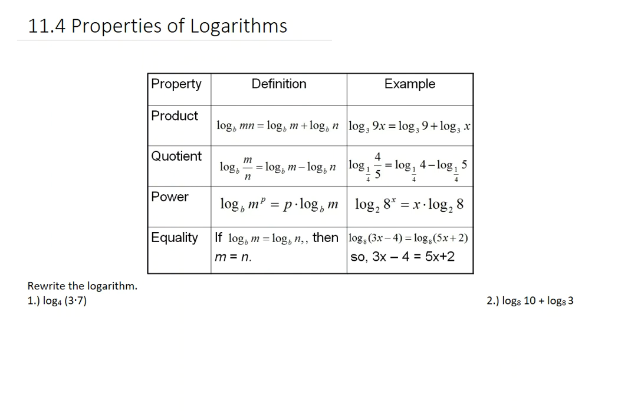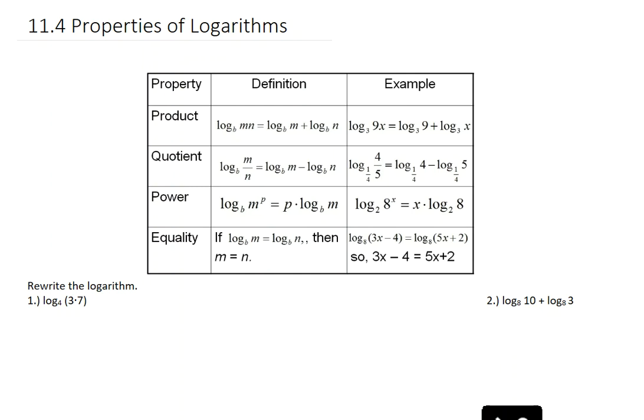You can see that for the product, if it's multiplication, it can split up into two logarithms through addition. In division, it splits with subtraction. With the power property, this exponent right here actually goes in front and becomes a multiplier. And then the equality property shows that if the base is the same, then those numbers will end up being the same. So what we're going to do with some of these, especially at the beginning, is show how we can rewrite these. And we're going to expand them and then also condense them based on what is given.